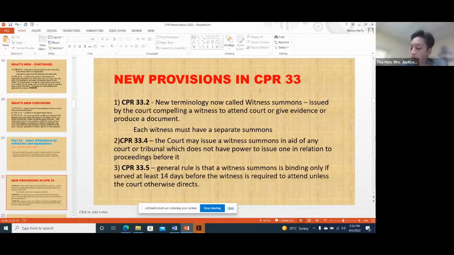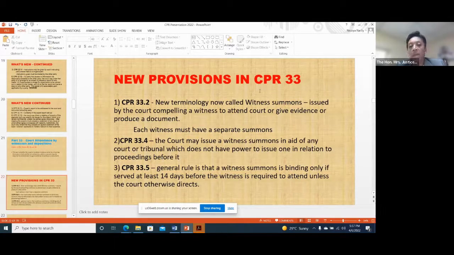So it would be issued by the court, compelling a witness to attend court or give evidence or produce a document. Now it's very early days, and so I don't believe any form had been attached to the rules. And the Chief Justice will correct me if I'm wrong, but I can only speak to the existing situation regarding subpoenas. And as we know, the subpoenas are signed by the registrar. So whether that remains, I guess we will see when the forms come out.